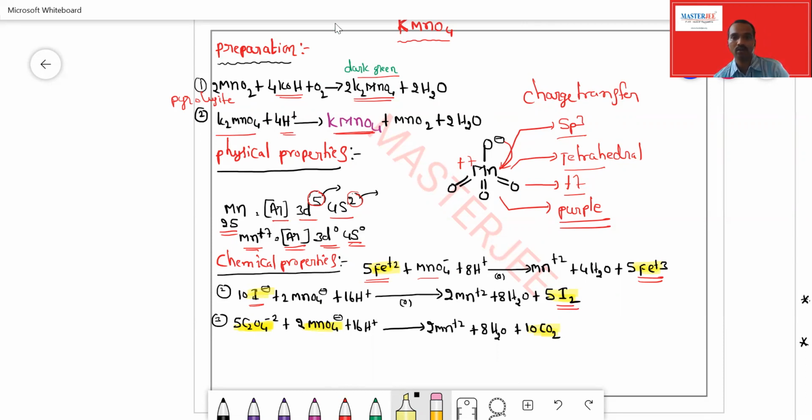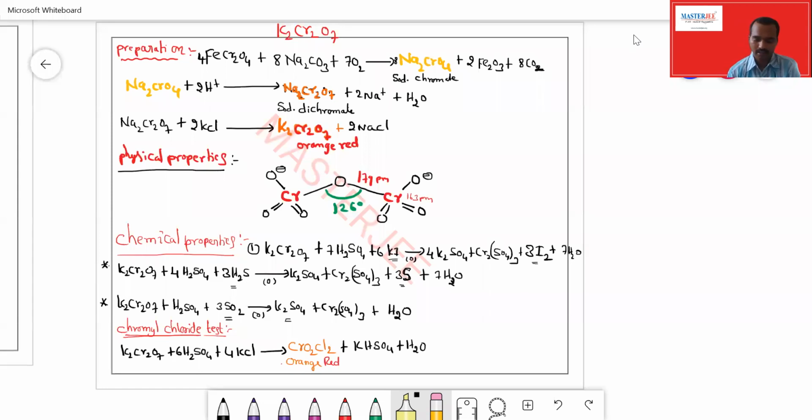Next is about potassium dichromate. The next important compound is potassium dichromate. How is it prepared? For example, we take iron chromate, which reacts with sodium carbonate so that we get sodium chromate, Na2CrO4. This sodium chromate, when reacted in an acidic medium, gets converted into sodium dichromate.